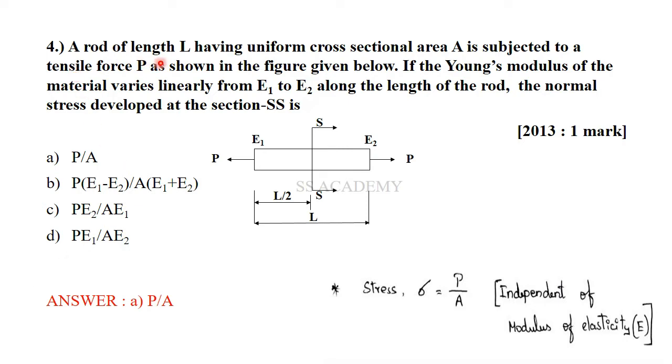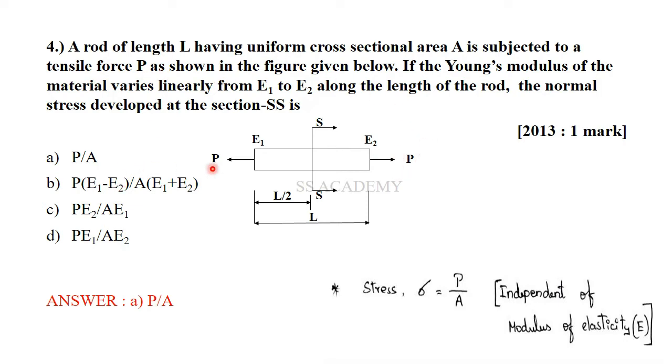A rod of length L having uniform cross-sectional area A is subjected to a tensile force P as shown in the figure given below. If the Young's modulus of the material varies linearly from E1 to E2 along the length of the rod, the normal stress developed at the section SS is. In this question, they are asking the normal stress developed due to this point load called P, which is a tensile force.